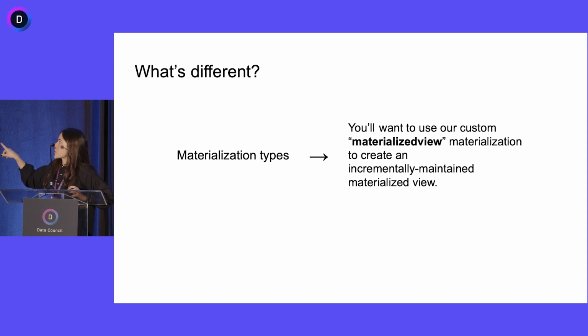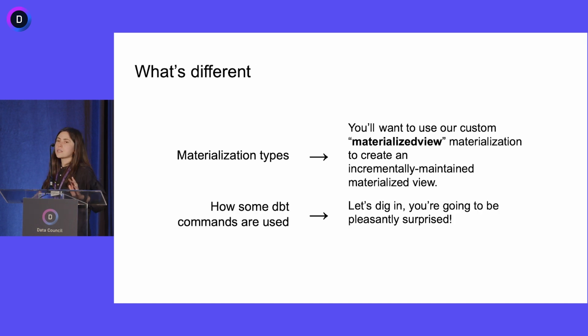So what's different? To create the incrementally maintained materialized view in Materialize, which is just our materialized view, you just need to use our custom materialized view materialization. It's tough to say that so many times in a row. But that will create the materialized view that we just saw in the demo. That will auto-update. You never need to update it yourself. And then how some of the dbt commands are used is a little bit different.